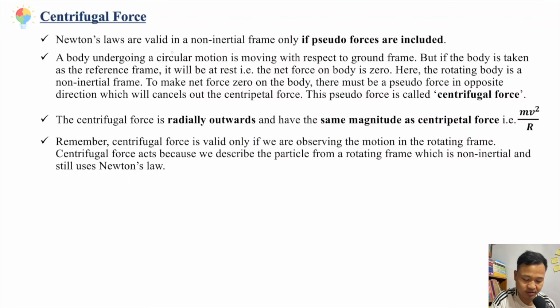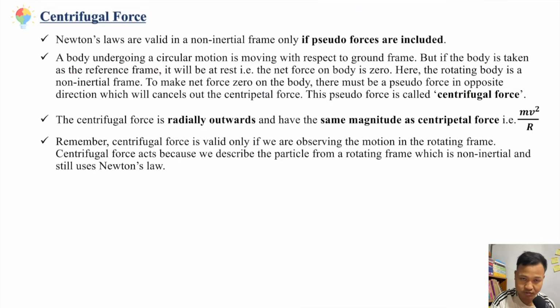So here the Newton's laws are valid in a non-inertial frame only if there is a pseudo force. A body undergoing a circular motion is moving with respect to the ground frame, which is an inertial frame. But if the body is taken as a reference frame, the body performs circular motion, and that becomes the frame of reference.